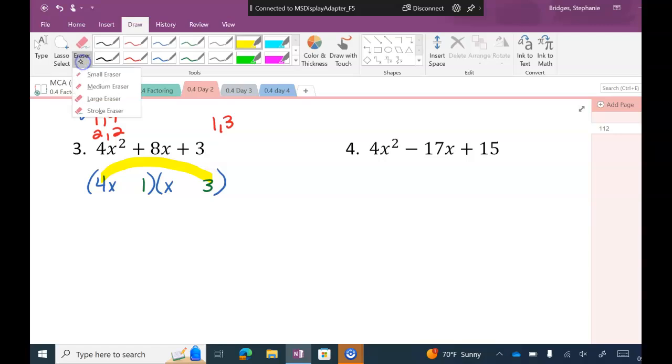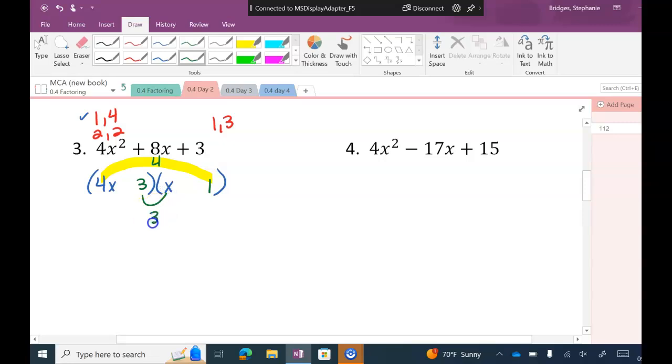So what I would do first is I would erase the 1 and the 3, and I would switch them and see if that's going to help me. Try the outside products. 4 times 1 is 4. Then we try the inside products. That gives me 3. Does 4 and 3 add to give me 8? No. So I tried 1 and 4 with both versions of 1 and 3, and neither of those worked. So that tells me that 1 and 4 is not going to be the option here, which only leaves me with what?